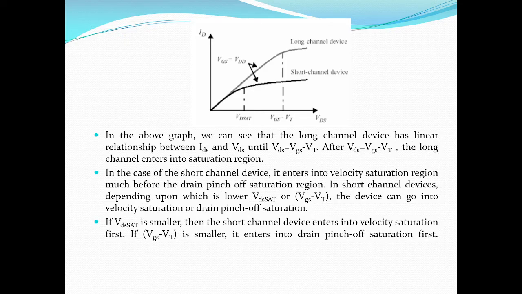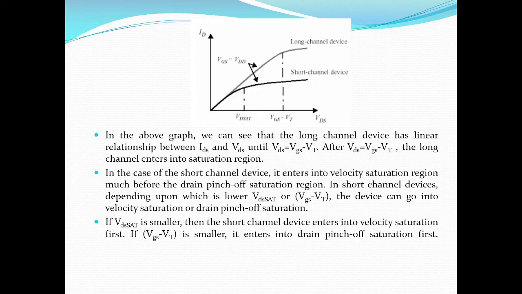In the graph, the long channel device has a linear relationship between IDS and VDS until the condition VDS equal to VGS minus VT. But after this condition, the long channel device enters into the saturation region. Next, consider the short channel device, the lower line in the graph. In the case of the short channel device, it enters into velocity saturation much before the drain saturation region.